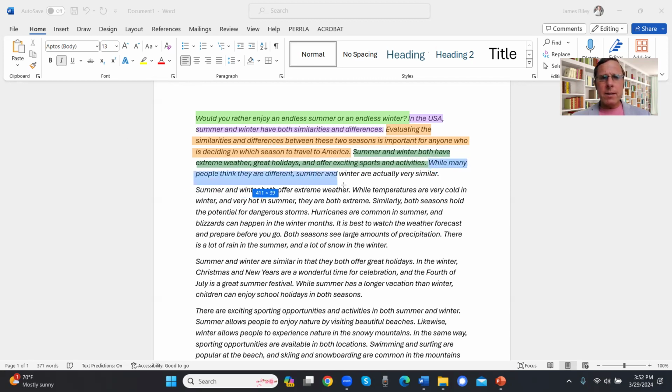"While many people think they're different, summer and winter are actually very similar." So here, the author's stating his argument, his thesis. The author's saying that summer and winter are very similar.